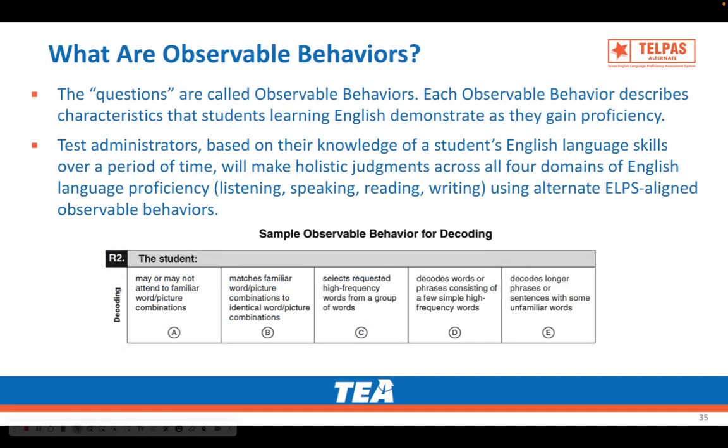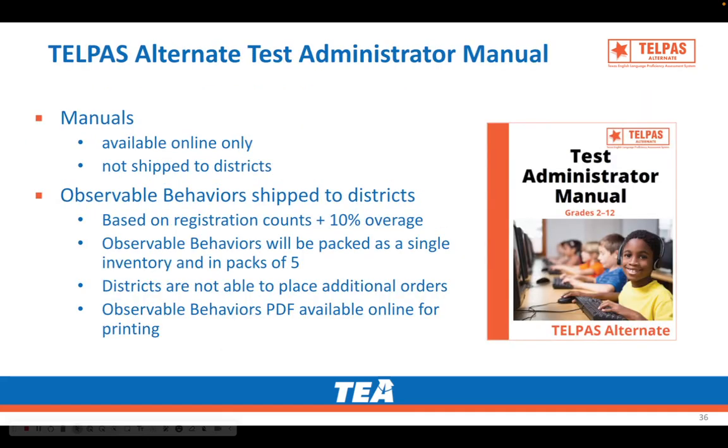And then this is what one of those questions looks like. One of the 40 questions, they're called observable behaviors. Again, this is Reading 2, so this was the second reading observable behavior. And basically you're just going through the survey as the teacher and documenting where the student falls on these particular behaviors. There's a manual for that. We will get those to y'all.